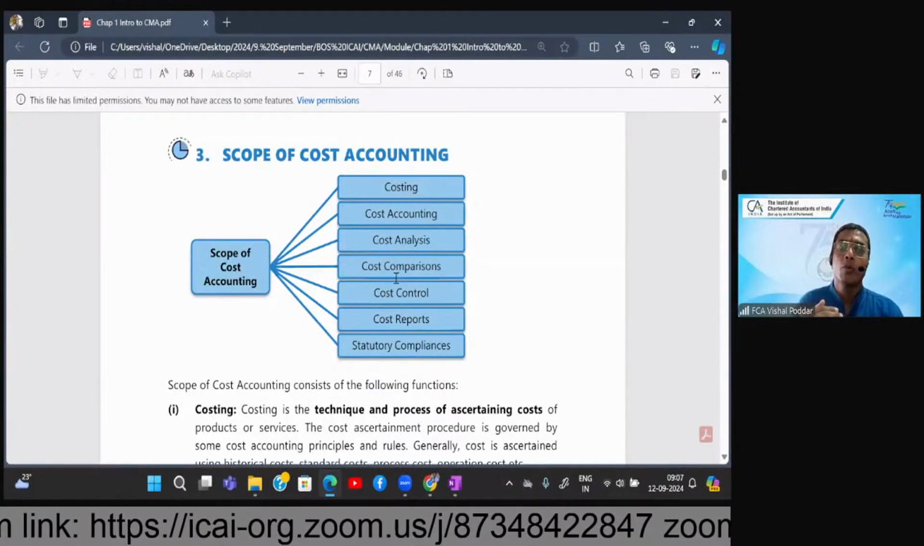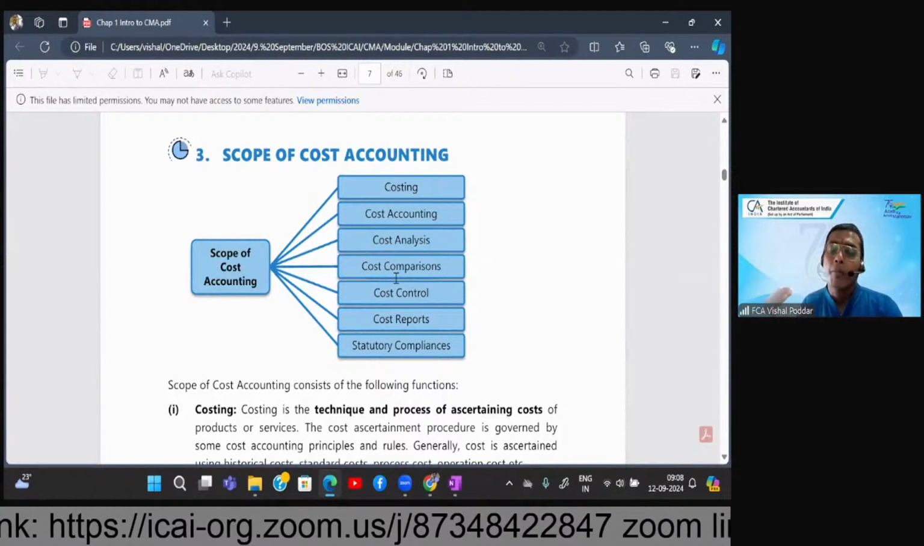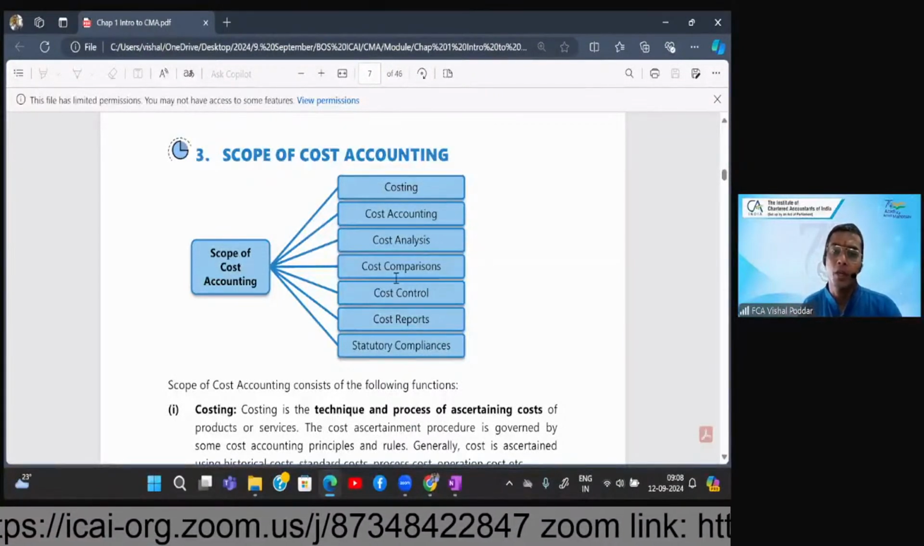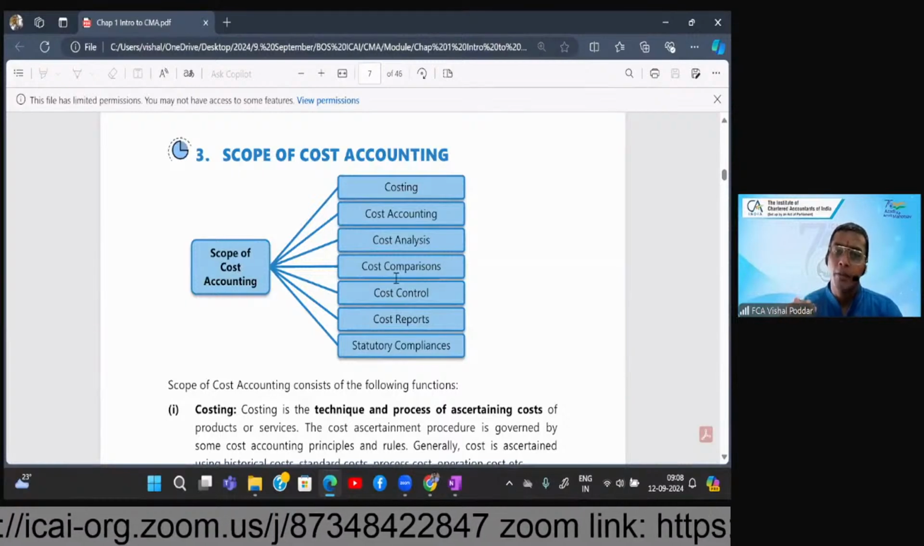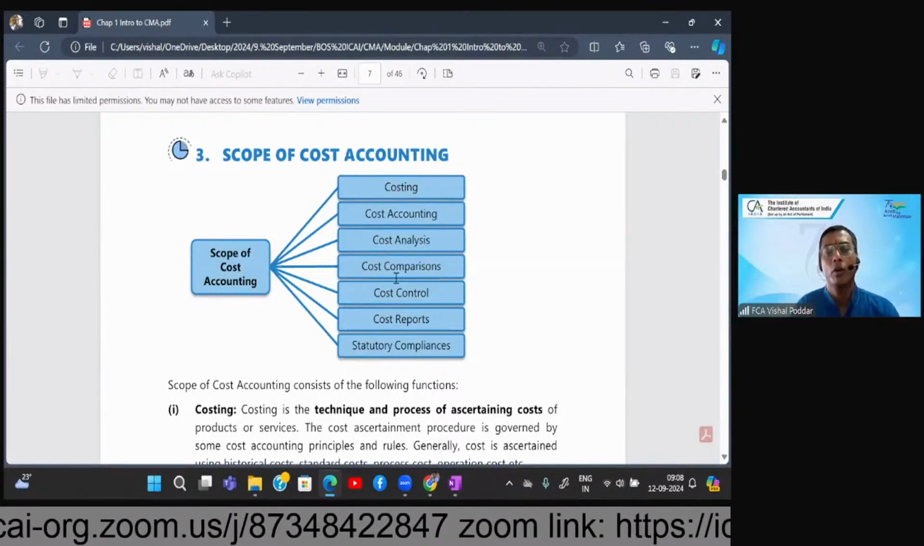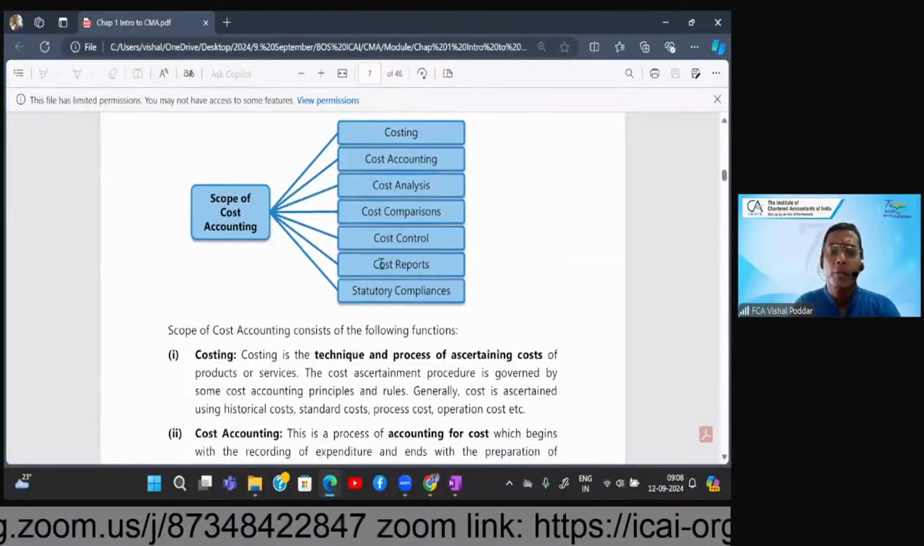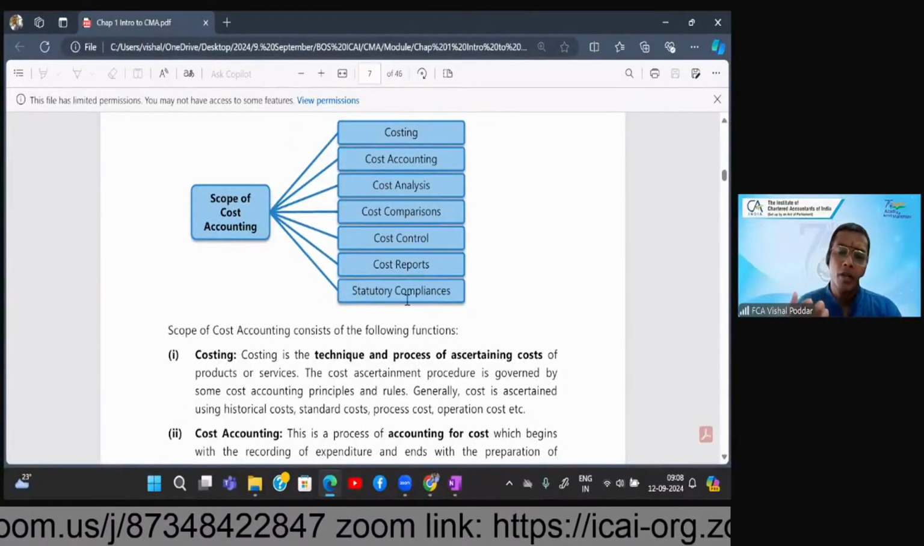Like if you want to improve your studies, you have to compare it with someone who is studying better or who has done better in his previous exams. So that is why cost comparison also helps you in achieving the ideal level of cost. Then controlling the cost, that is maintaining the cost, whatever you have achieved, preparing reports and doing the statutory compliances.